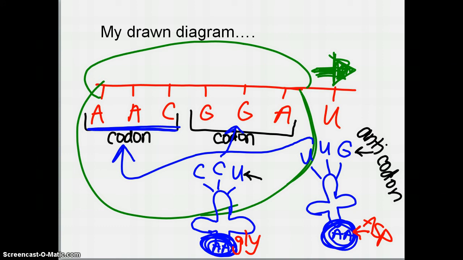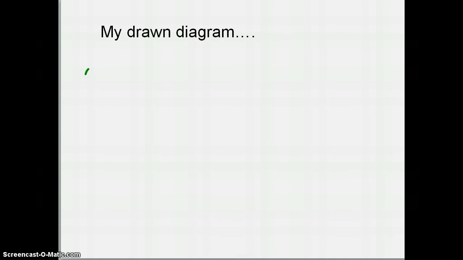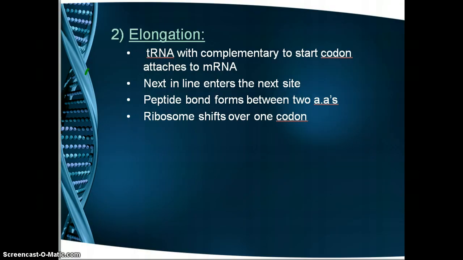Okay, I'm going to erase this diagram, so if you still need a minute, make sure you have that all copied down. And moving on to the next slide. So after that, so that's kind of initiation where we have the binding of the ribosome, and now we're going to move on to elongation.